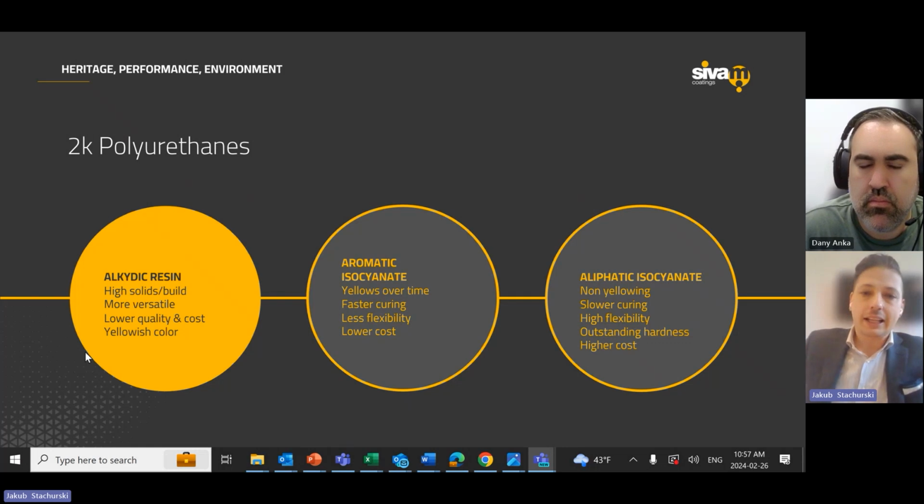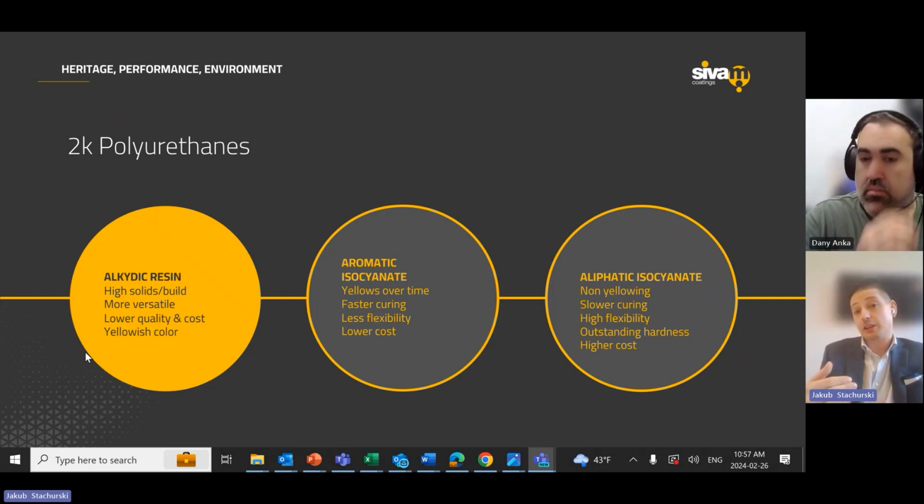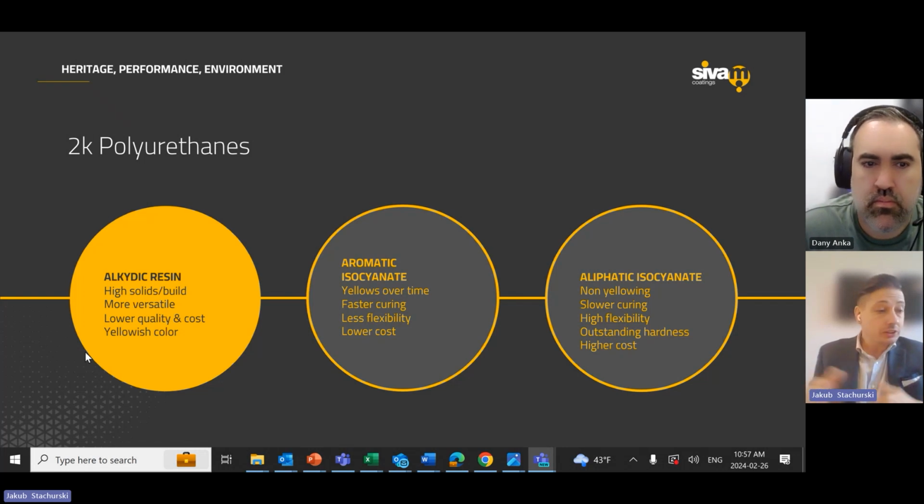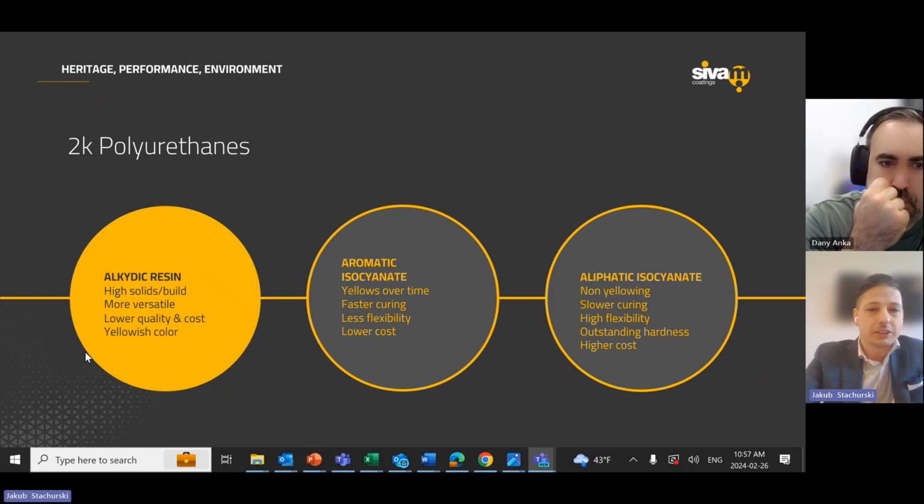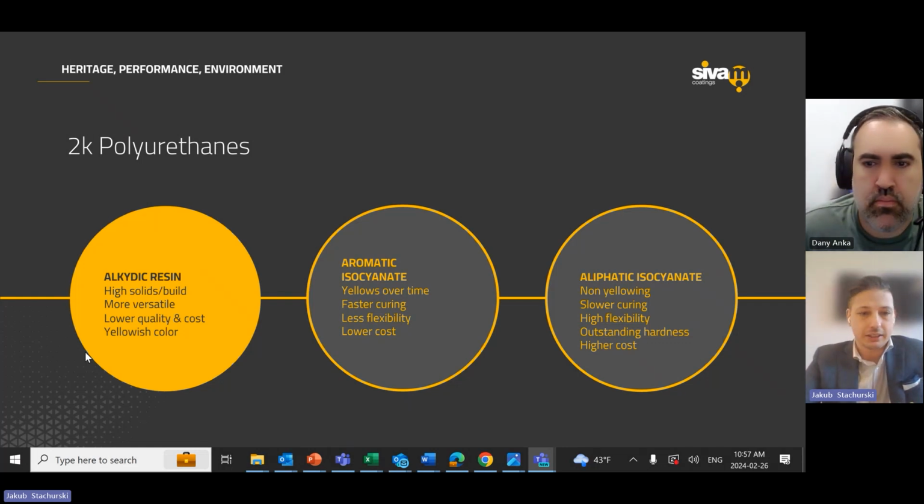So there are some catalysts that will continue the product yellowing. They will have maybe less flexibility or cure faster or have more solids, and then vary in cost. And then there are catalysts that will offer a non-yellowing or resist to yellowing properties and maybe increase the hardness, increase the flexibility. It kind of depends on the mixture of these two isocyanate groups in the catalyst.